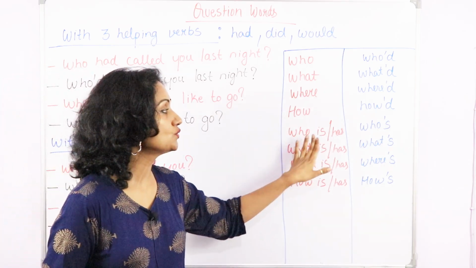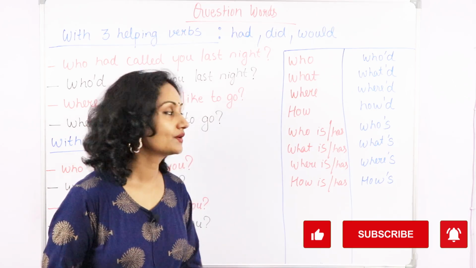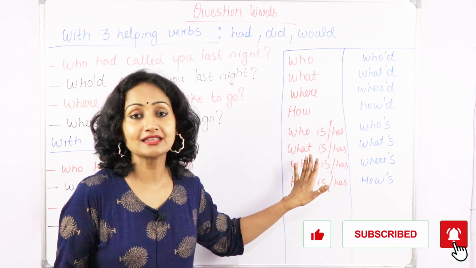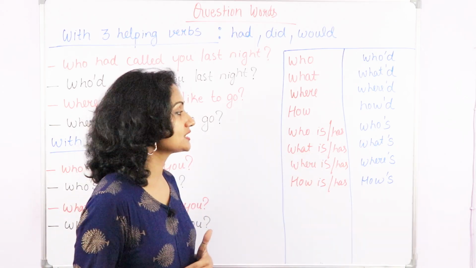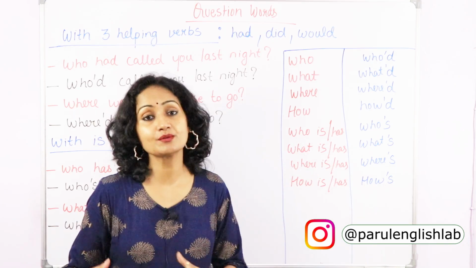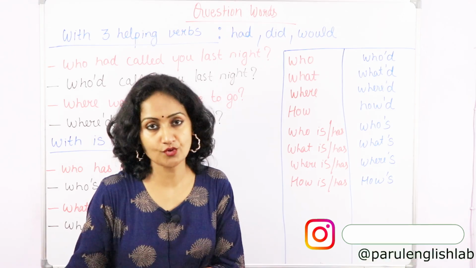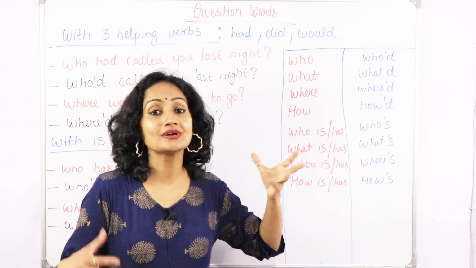So next is with is and has. Who is or who has becomes who's. Okay. So who's this? Who is this? Who's done the work? Who has done the work? So again, how will you differentiate between who is and who has? Depending upon the verb that comes after that. If the verb is in third form, then that is who has, otherwise who is.